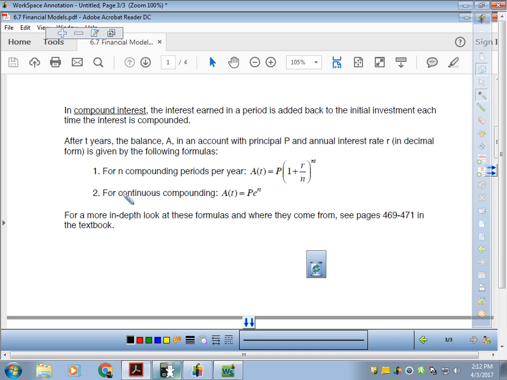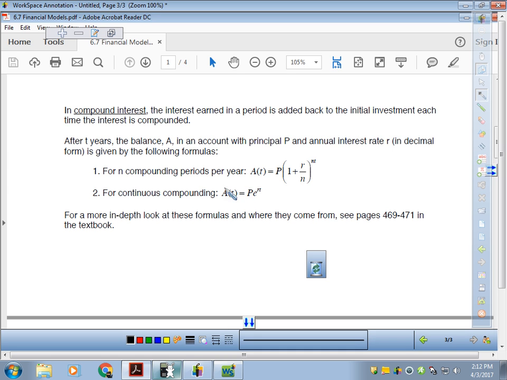Now, there are occasions where you have what is called continuous compounding, meaning that it is always compounding. It is never not compounding. So like every fraction of a second it is compounding. It is always building upon itself. This formula is a little bit easier. A of t equals P e raised to the rt.